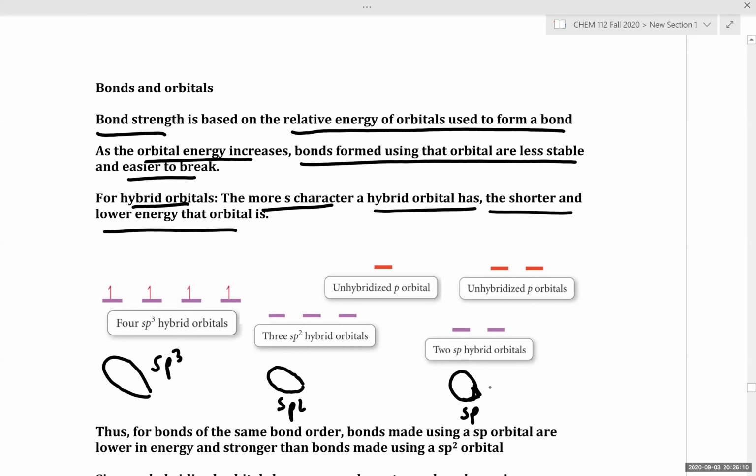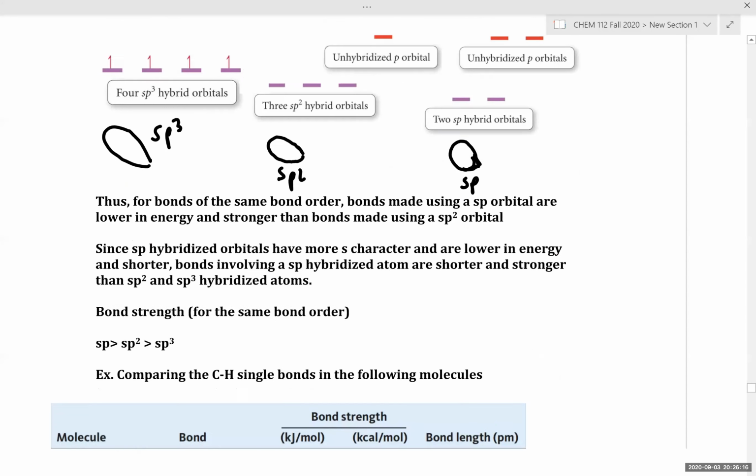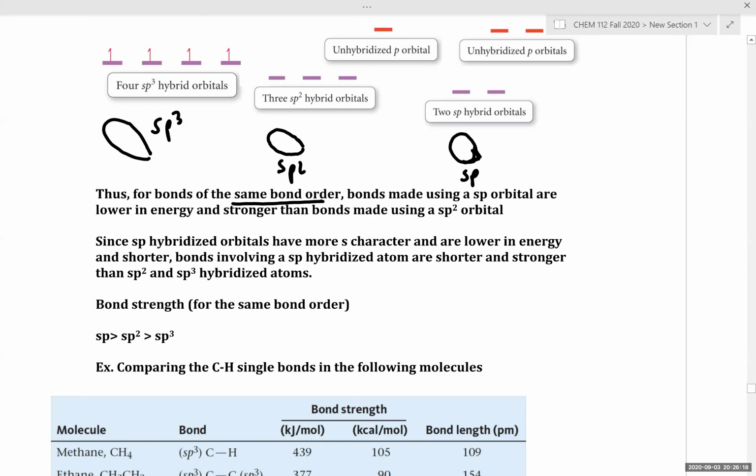So the sp orbital is the shortest and it's also the lowest in energy. So for bonds of the same bond order, bonds made using an sp orbital are going to be lower in energy and stronger. Why? sp hybridized orbitals have more s character and are lower in energy. And shorter bonds involving an sp hybridized atom are in turn shorter and stronger.